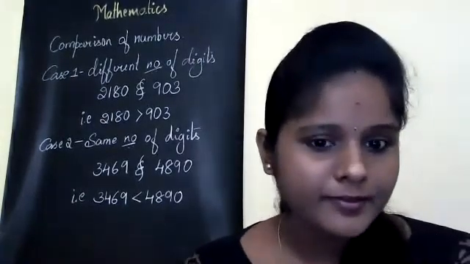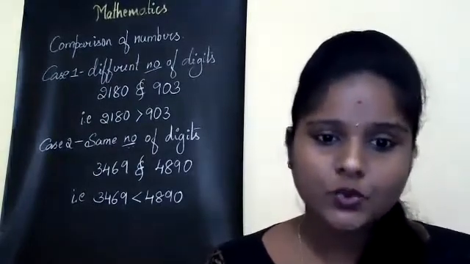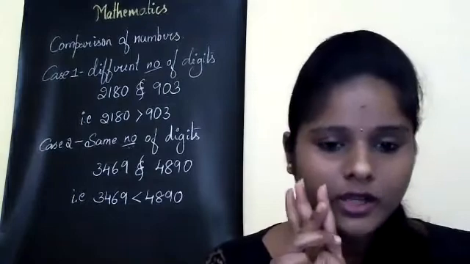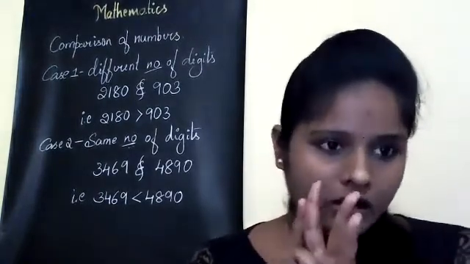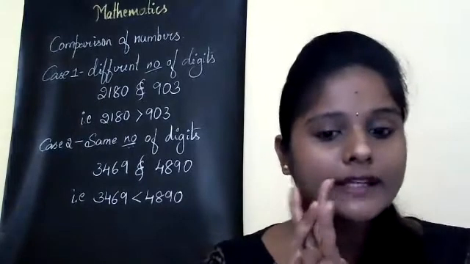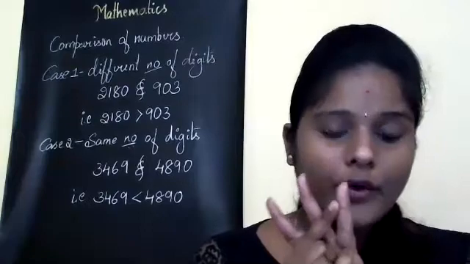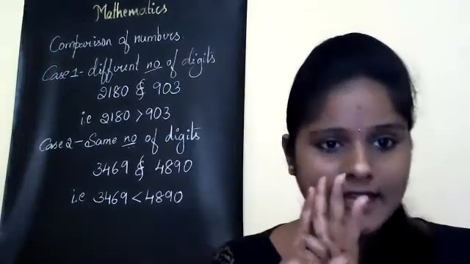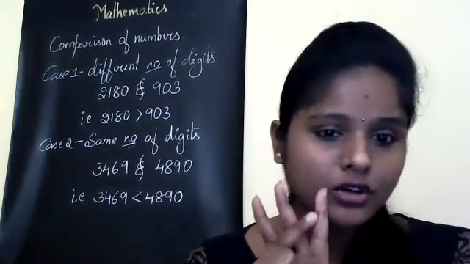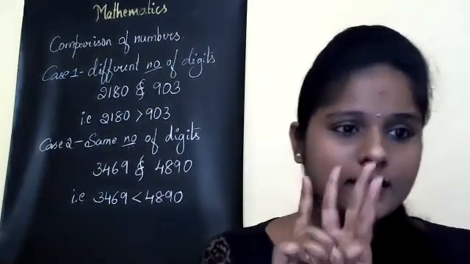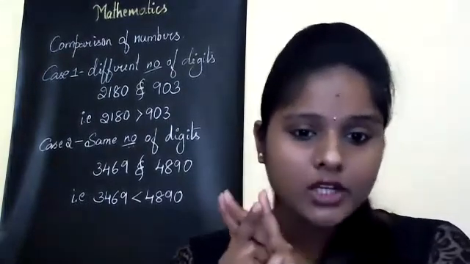In comparison of numbers, we use three symbols, or three signs. One is greater than, the other one is less than, and the last one is equal to. Greater than, less than, and equal to. Remember this? Greater than, less than, and equal to.